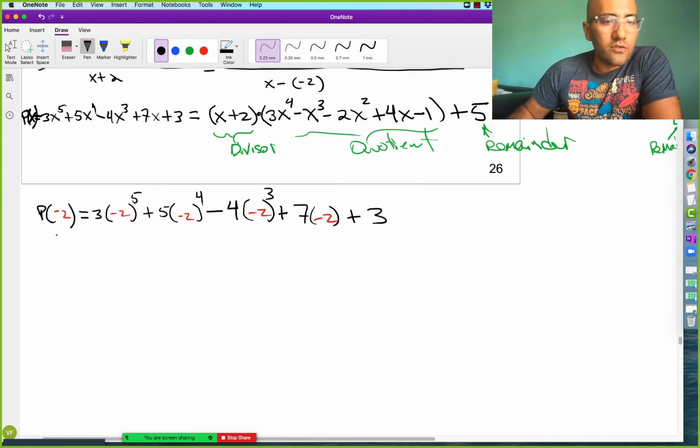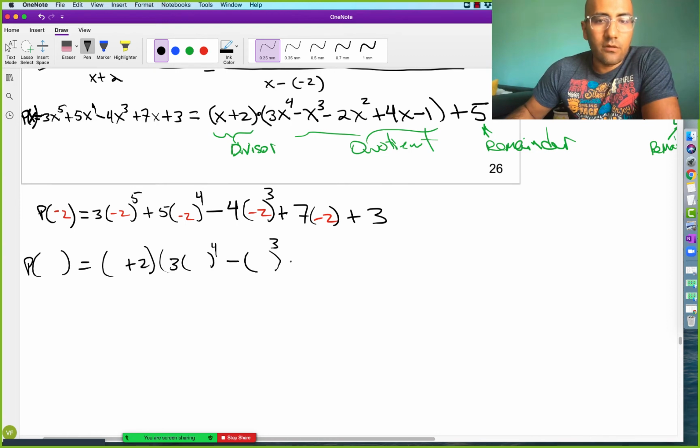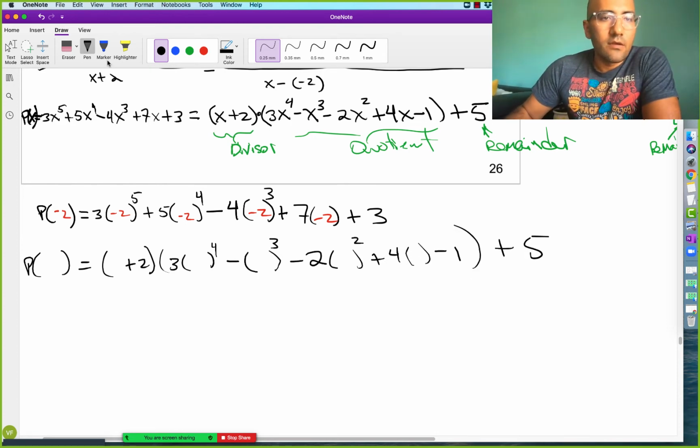However, we have another choice. We also know that the original polynomial is equal to this over here, the multiplication of these two polynomials plus a 5. So I can also say that p evaluated at -2 is the same thing as blank plus 2 times 3 times blank to the 4th power minus blank to the 3rd power minus 2 times blank squared plus 4 times blank minus 1 plus 5 out there. So if I wanted to find the result of our polynomial evaluated at -2, I would just have to replace all these blanks with a -2.